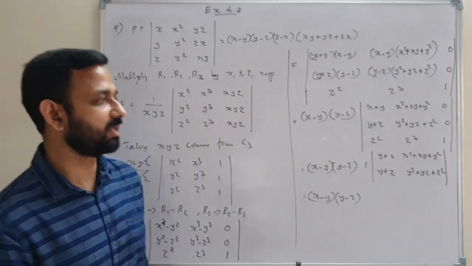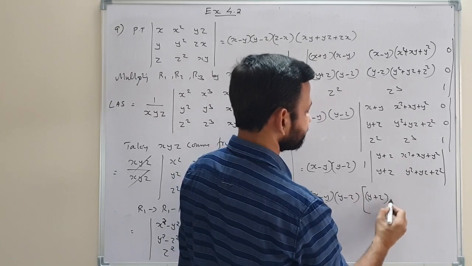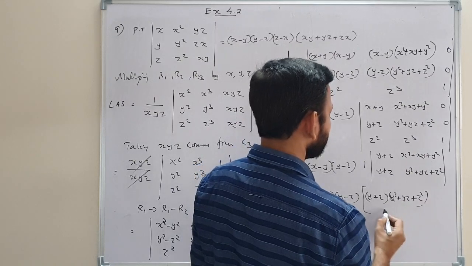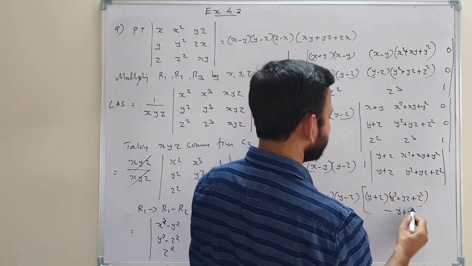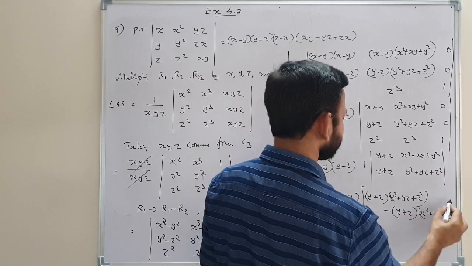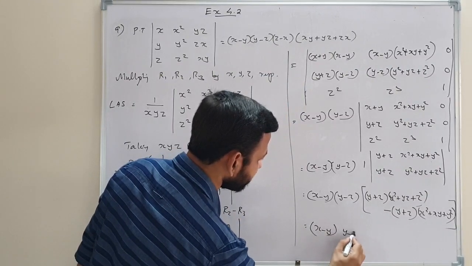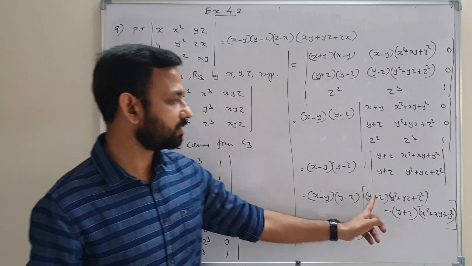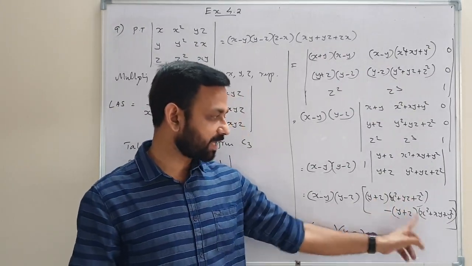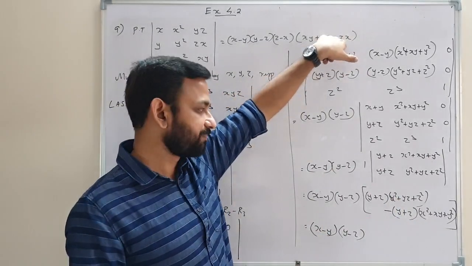Now we can expand this one. This is a 2 by 2. Then here (y plus z) into (y square plus yz plus z square) minus (y plus z) into (x square plus xy plus y square). That is (x minus y) into (y minus z) into. Now we have to multiply this one, then open the bracket. Here also find the product, open the bracket, then we will get xy plus yz plus zx.